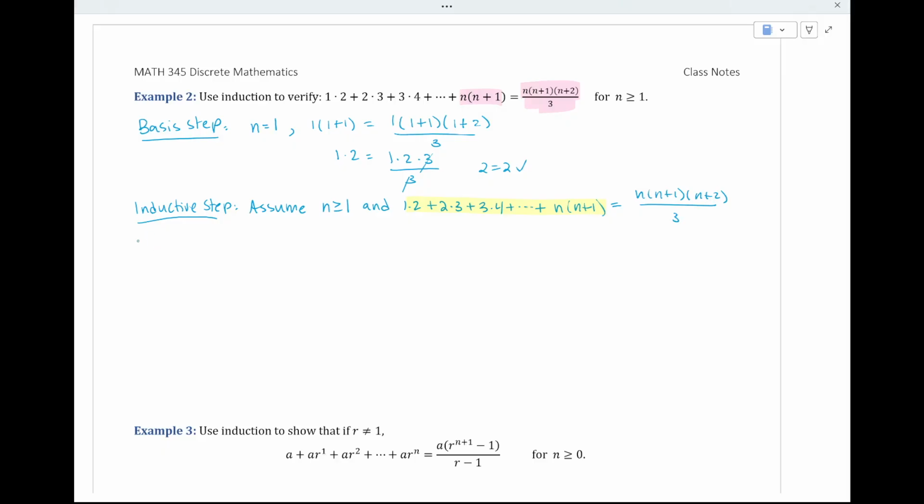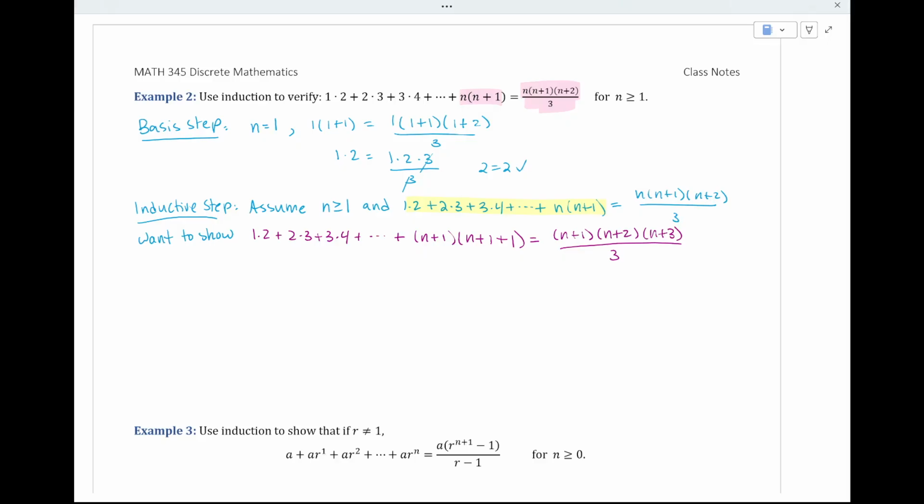I want to show, and I'm going to use another color here, that 1 times 2 plus 2 times 3 plus 3 times 4 plus dot dot dot plus n plus 1 times n plus 1 plus another 1 is equal to n plus 1 times n plus 1 plus 1, which is n plus 2, times n plus 1 plus 2, which is n plus 3, over 3.